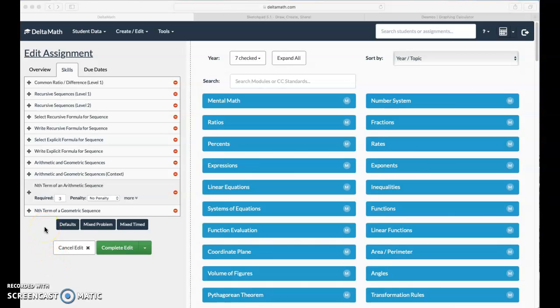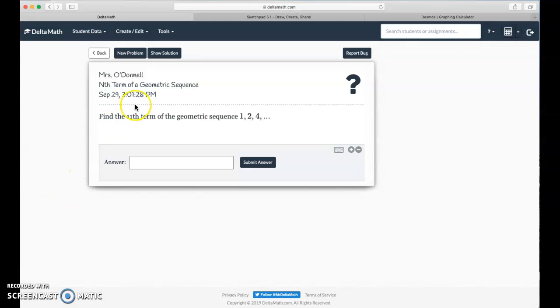All right, should be our last video for this assignment. It's finding the nth term of a geometric sequence. Okay, so it's nice that we know right off the bat it's geometric, so we know that we're looking for the common ratio. So what are we multiplying by each time to generate our next term?